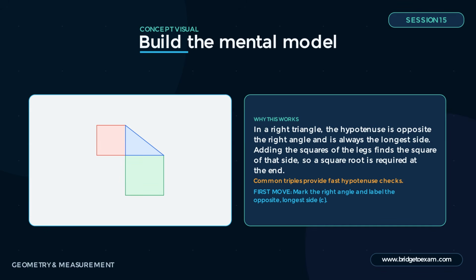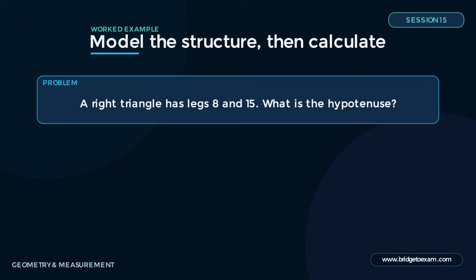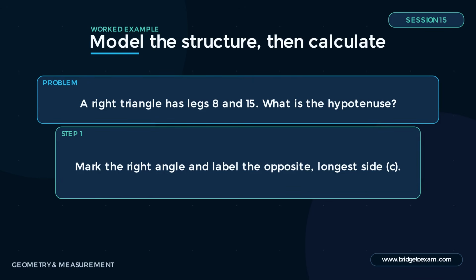Do not skip the final check simply because the calculator produced a number. Let us model a complete example. A right triangle has legs 8 and 15. What is the hypotenuse? Step 1 is to organize the information.